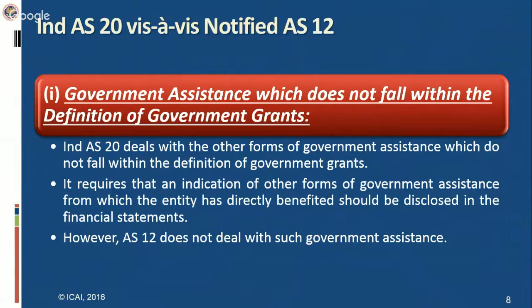So Ind AS 20 deals with other forms of government assistance which do not fall within the definition of government grants. However, this distinction is not made in AS 12. It requires that an indication of other forms of government assistance from which the entity has directly benefited should be disclosed in the financial statement. So Ind AS 20 also deals with disclosure of such government assistance which has a direct benefit, where the entity has been directly benefited through those government assistance.